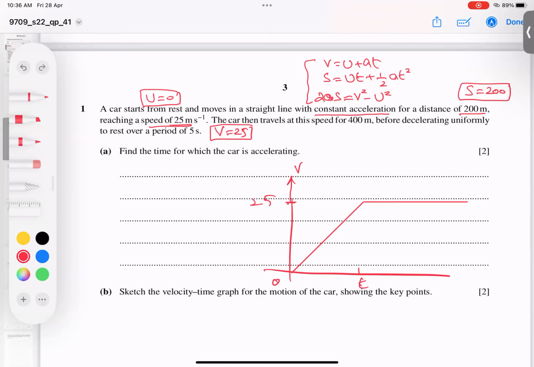Read the question: the car then travels at this speed. This speed means 25, and for 400 meters. So this distance is 400 meters, and this time again I don't know, this is time 2. And afterwards, it decelerates uniformly to rest over a time period of 5 seconds. It means this gap is 5 seconds, and then the velocity here is 0. So this is the whole diagram, the whole story.